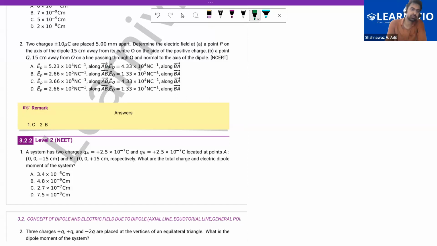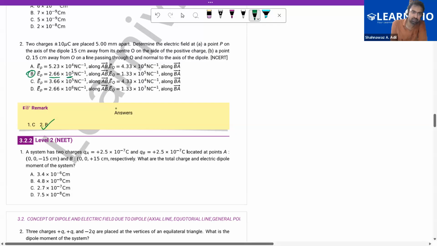So in axial it is 2.66 into 10 raised to 5. So I guess it's B. Yes, B is the correct one. Good. And you also got 1.33. There are two options, but the magnitude is different, right? So 2.66 into 10 to the power 5 is correct.